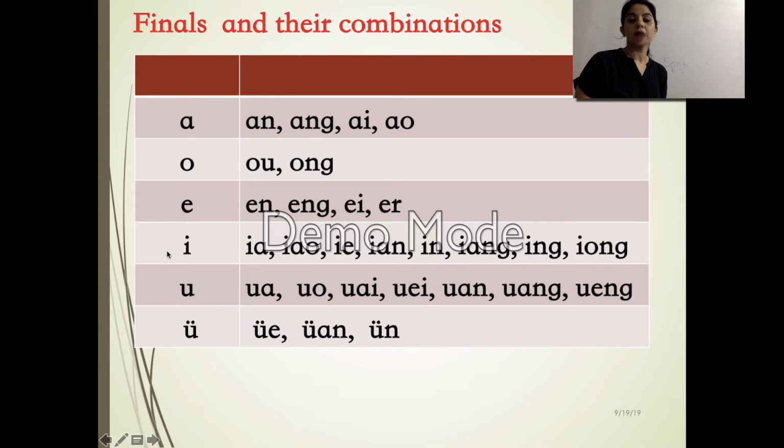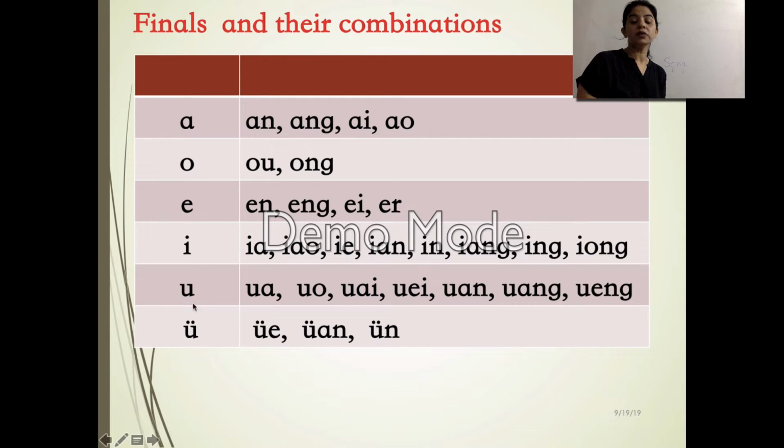Okay. Then comes I. I is like E. So I pronounce it as E. So I'm pronouncing it as ya, yao, yan, yang, right? Next comes U. So U is like U. So when I'm pronouncing U, it is like ua, uo, and so on.